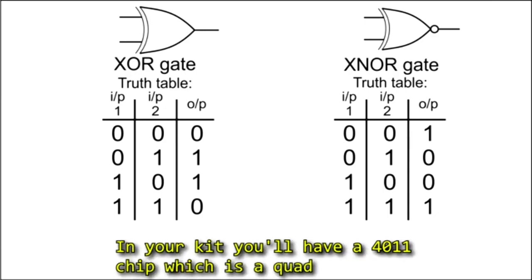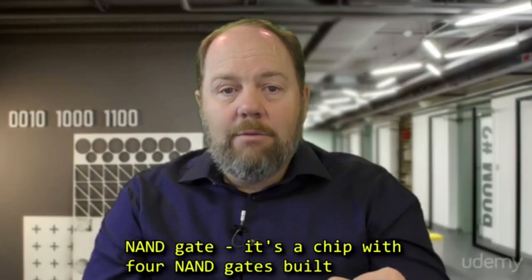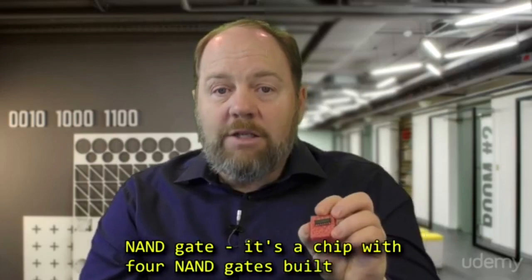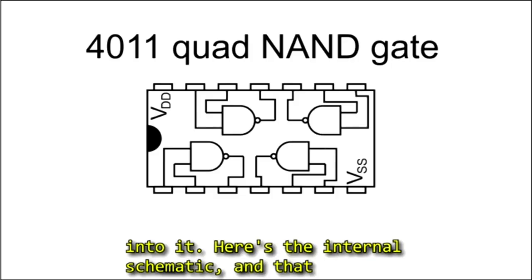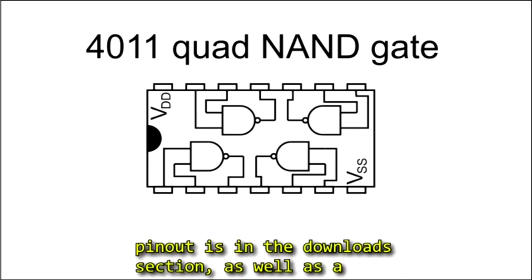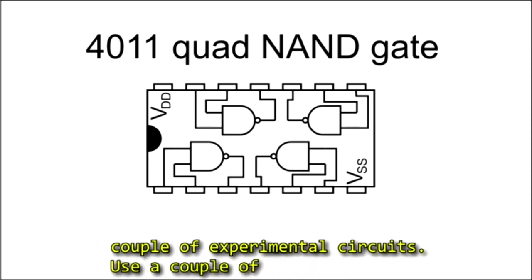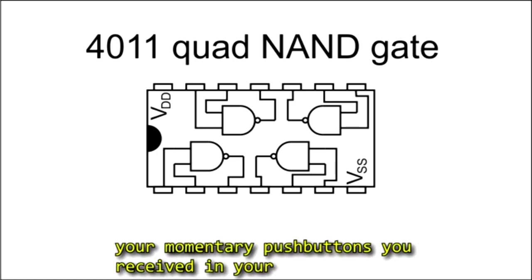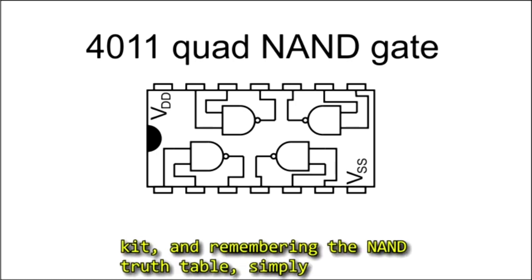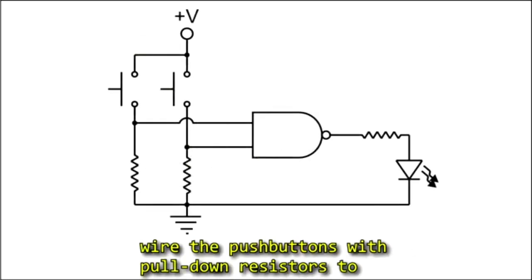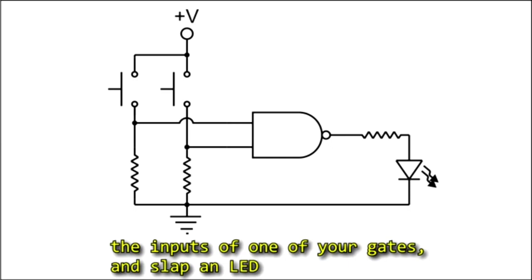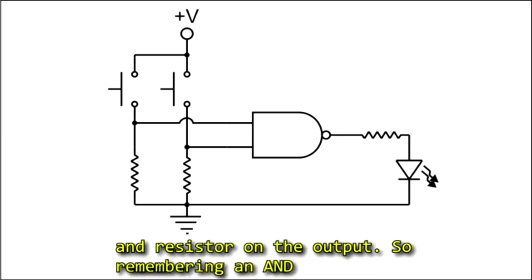So in your kit, you'll have that 4011 chip, which is a quad NAND gate. It's a chip with 4 NAND gates built into it. Here's the internal schematic, and that pinout is in the downloads section, as well as a couple of experimental circuits. Use a couple of your momentary push buttons you received in your kit, and remembering the NAND truth table, simply wire the push buttons with pull-down resistors to the inputs of one of your gates, slap an LED and a resistor on the output.